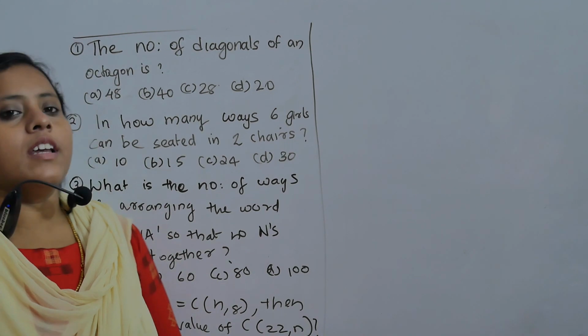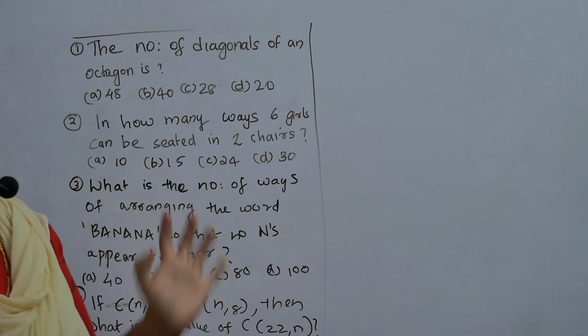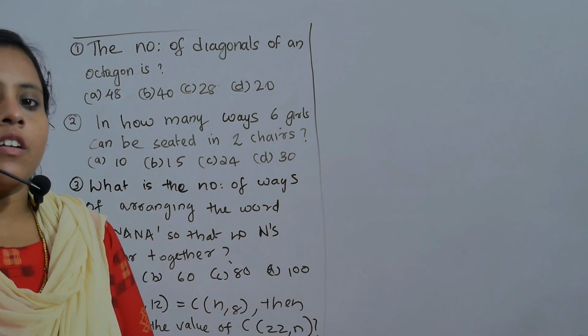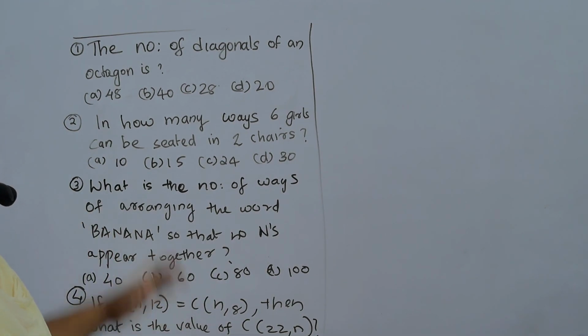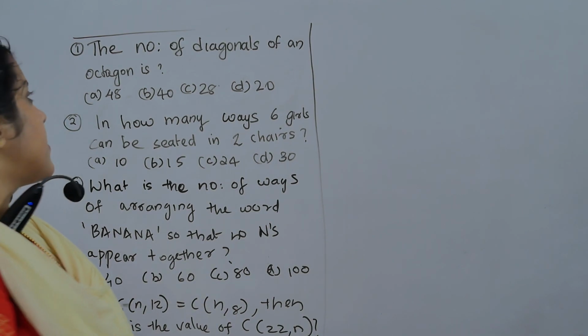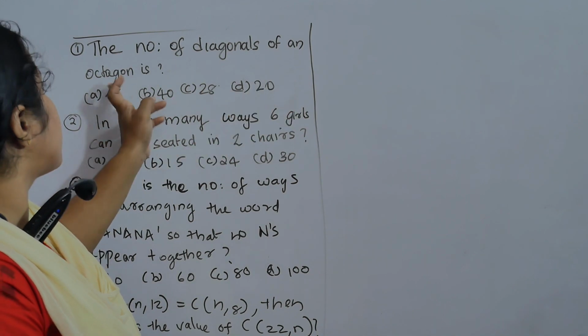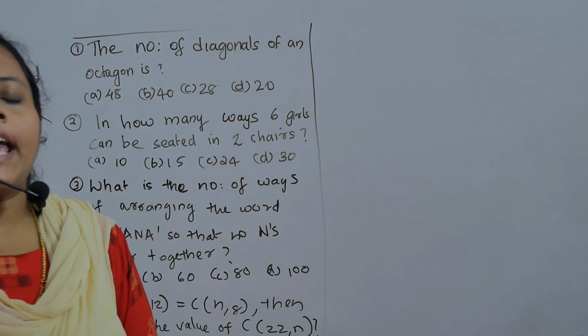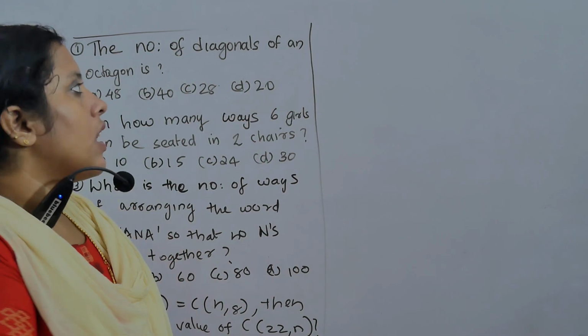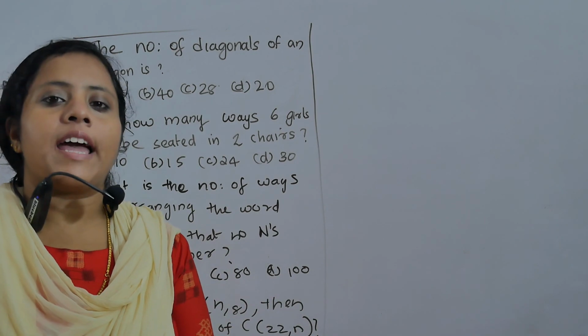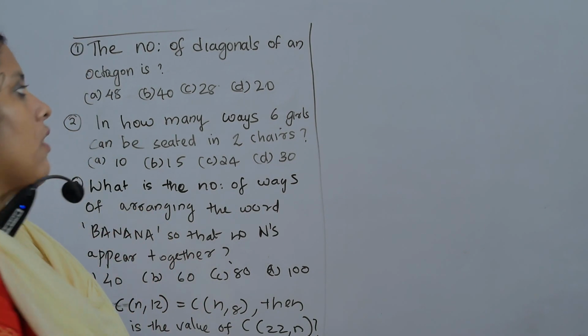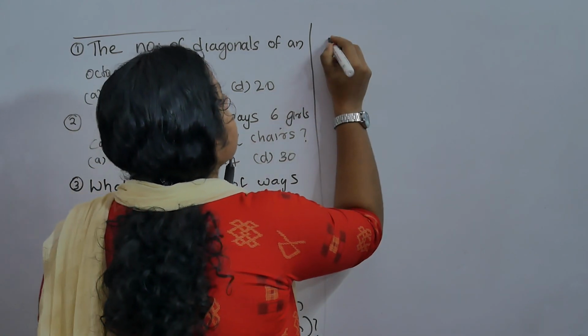Hi, we will solve previous year questions from permutation and combination. Let's see some basic questions. These all are previous year questions. The number of diagonals of an octagon is. That means they are asking how many diagonals an octagon can have. Let's see how to solve this.